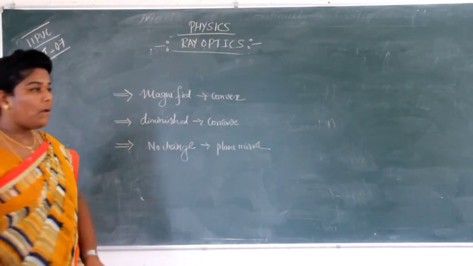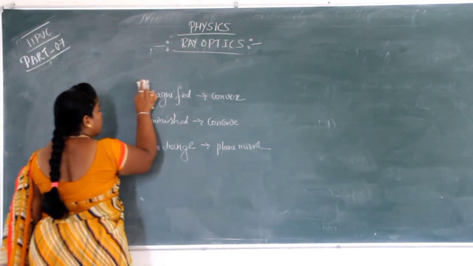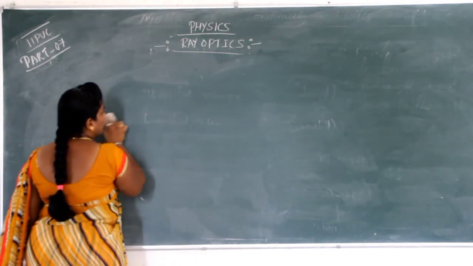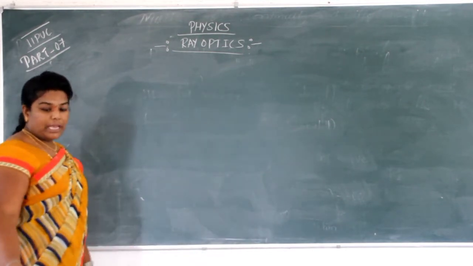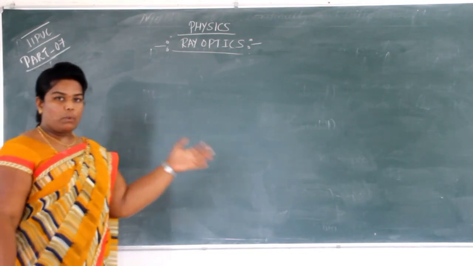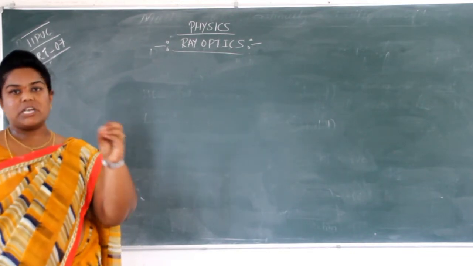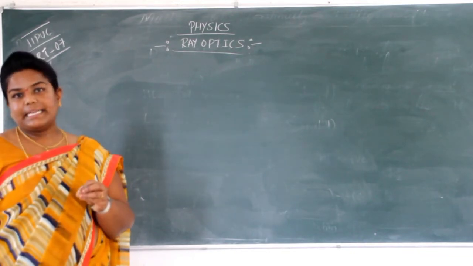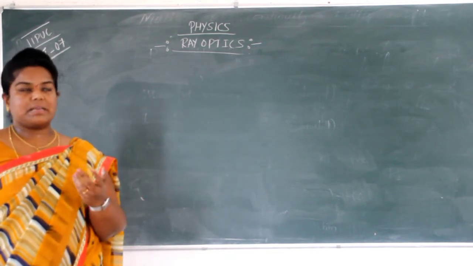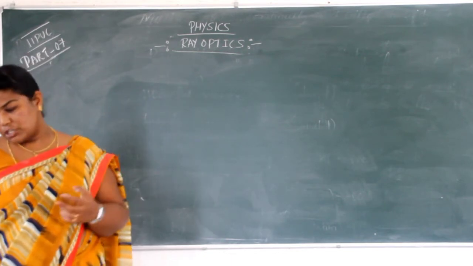This is all about how the convex lens is going to behave, how the concave lens is going to behave, and how the plane mirror is going to behave. Keep in your mind, a plane mirror always has a magnification equal to 1, because the height of the image and the height of the object are the same. Not only that, the object distance and the image distance are also the same in case of a plane mirror, so the magnification is always equal to 1.